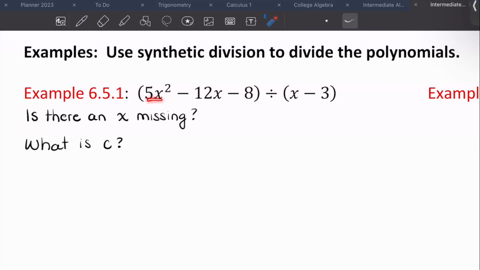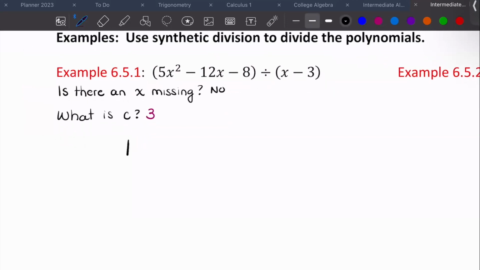Is there an x missing? You're going to look here, and everything should descend with your powers. We had to do this with long division too. So 2, 1, 0, we're good. No, x is not missing. What is C? C is always going to be the opposite of whatever this number is. If you want to think about it like this, it's what number do I plug in right here to make this whole part 0? So 3. 3 minus 3 is 0. The opposite of this number. So it is 3.